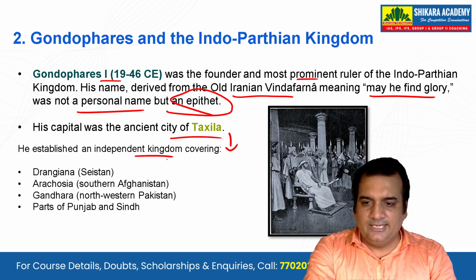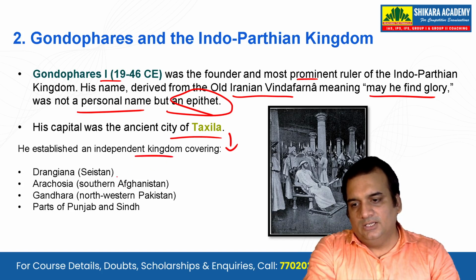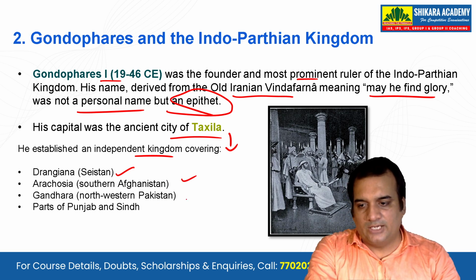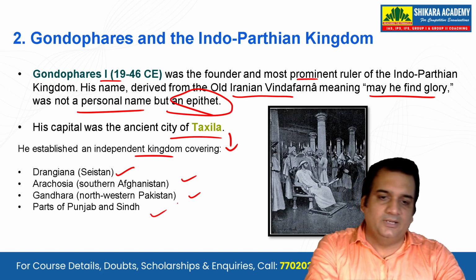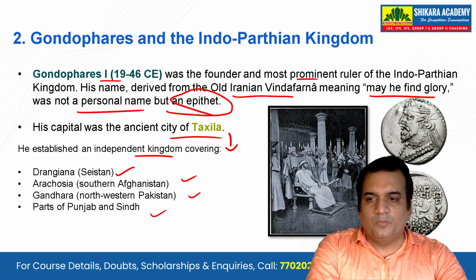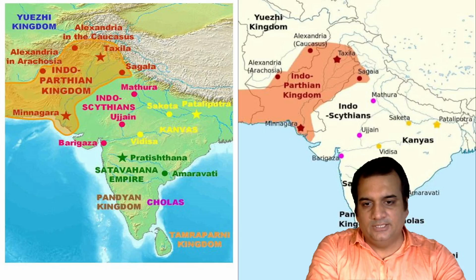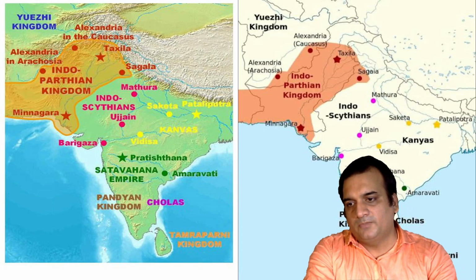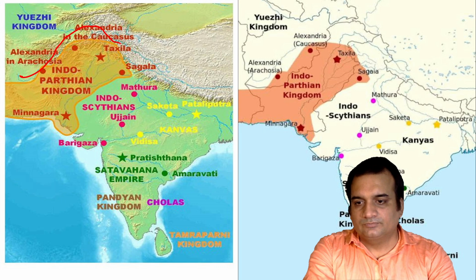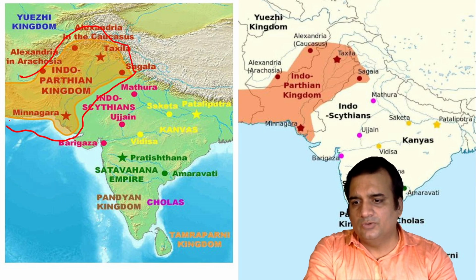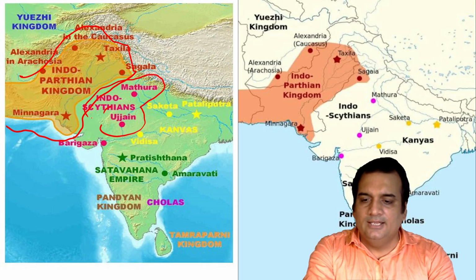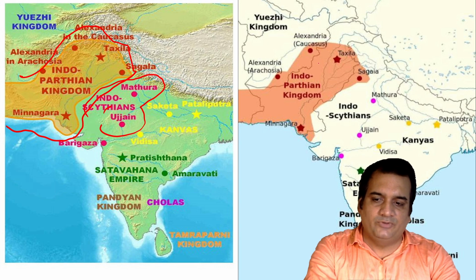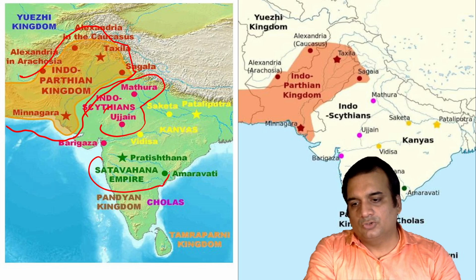He established an independent kingdom covering Seistan, that is the part of Iran, then Arachosia, that is southern Afghanistan, Gandhara, that is northwest Pakistan, and parts of Punjab and Sindh were occupied by this Gondophares or the Parthians. And you can see here the Indo-Parthian kingdom on the map. At that time, the Sakas are also ruling in central India, and at the bottom you see the Satavahana Empire is also there.